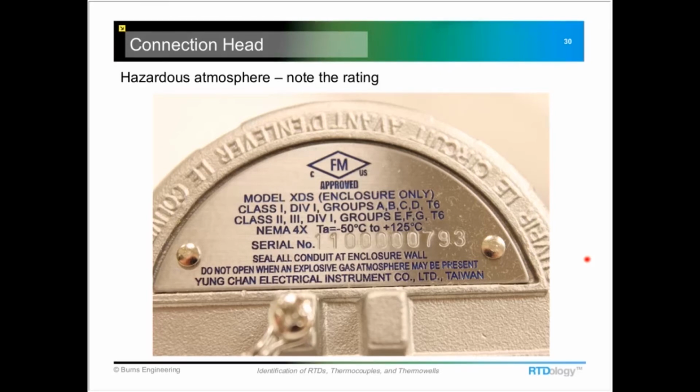This one has the same kind of a Class 1, Division 1 approval, but this one has FM, and the C is for Canada and also the US. So it would usually be suitable for use in either country. Different parts of the world have different requirements, so it's important to look at that label, note what it says on it, and pass that along to the manufacturer so they can help provide you with the correct parts.